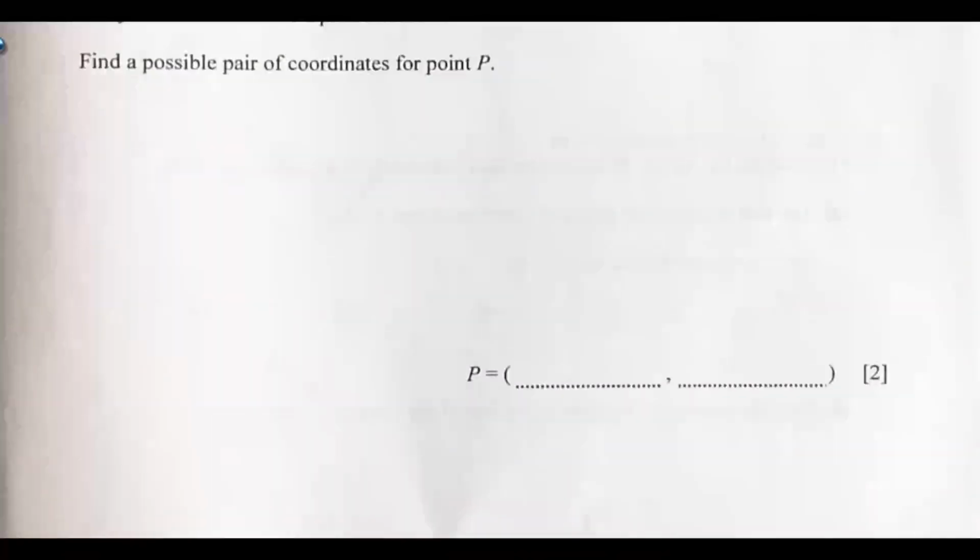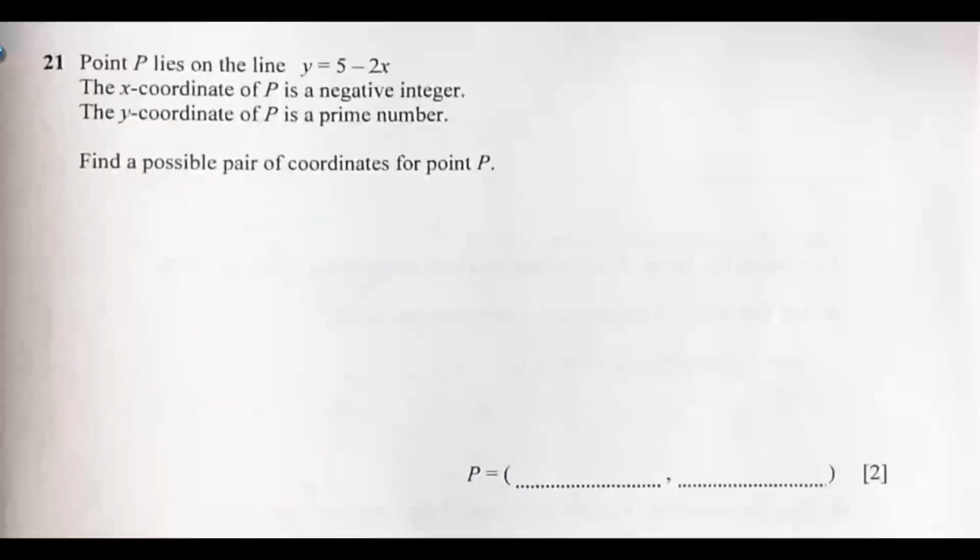Okay, sorry, that is too much. Point P lies on the line y equals 5 minus 2x. The x coordinate of P is a negative integer. Then the y coordinate of P is a prime number. Find the possible pair of coordinates for point P. So for point P, the x coordinate should be negative, and the y coordinate should be a prime number.